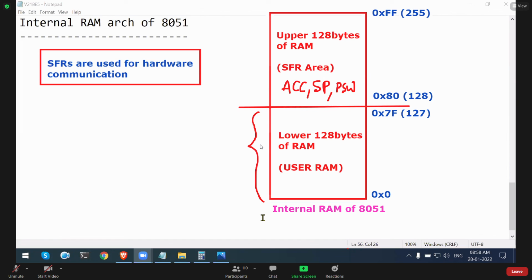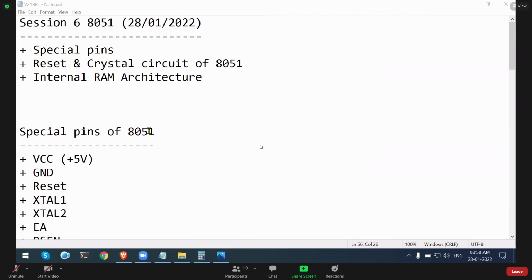Next, the user RAM is again divided into three parts, and one of those parts has four parts again. That gets complicated, so in the next session we will discuss it in detail: what is inside the user RAM, how many SFRs are available, and all the details. Before coming to the next session, please revise today's topics.